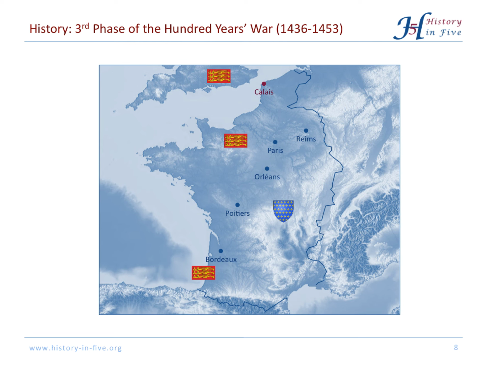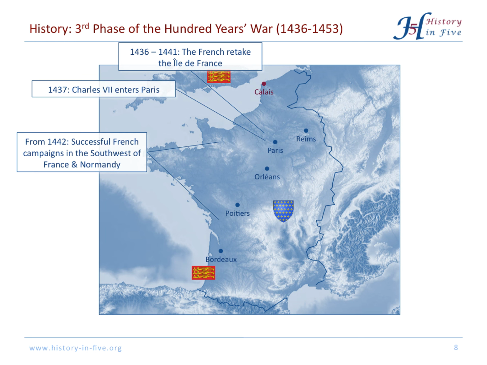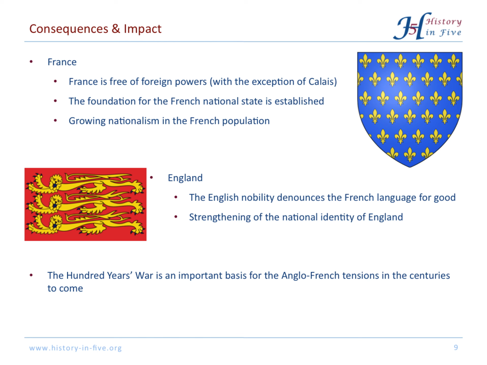That was the third phase of the 100 Years' War, and now the French were on the offensive. They retook the Ile-de-France. The French king could enter Paris, and then they were successful in the north and in the west. The last English try to turn this thing around was an offensive under John Talbot, but he was defeated and Bordeaux surrendered to the French crown. Apart from Calais, France was now free of foreign powers.